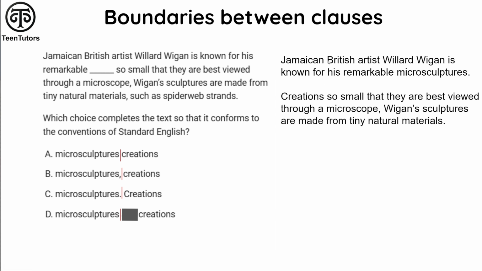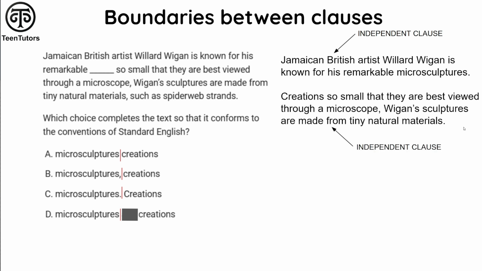So for this one, we would read, okay, Jamaican British artist Willard Wiggin is known for his remarkable microsculptures. And we say, okay, that's an independent clause. That's pretty good, right? And then the second part, we say, creations so small that they are best viewed through a microscope, Wiggin's sculptures are made from tiny natural materials. And so that also is an independent clause. That can function as its own sentence, right?